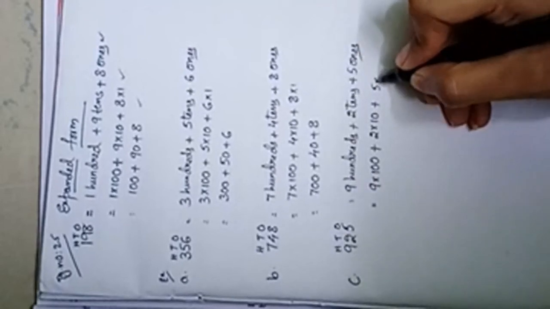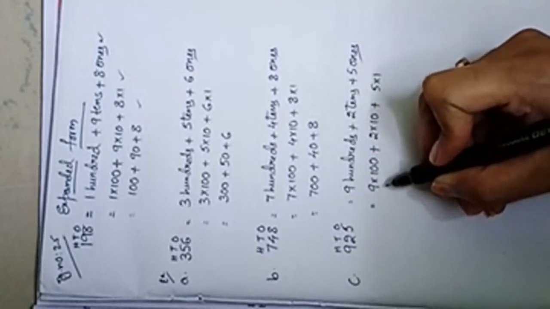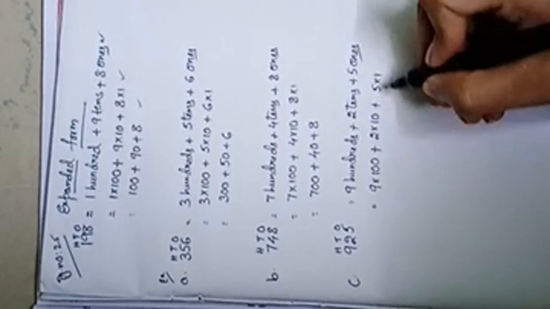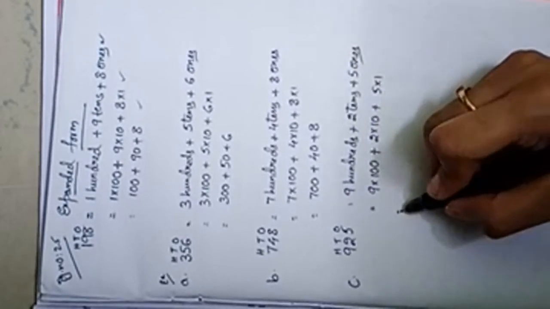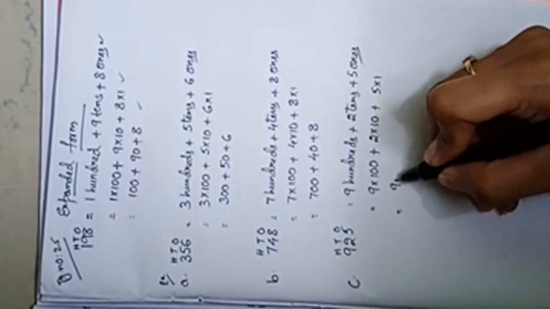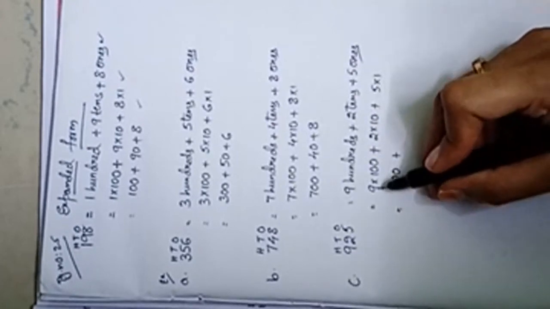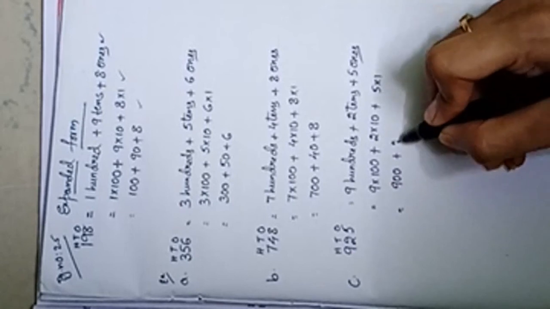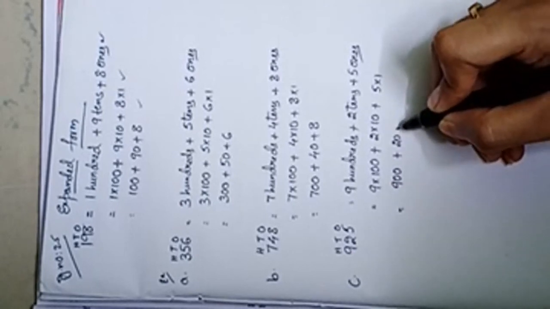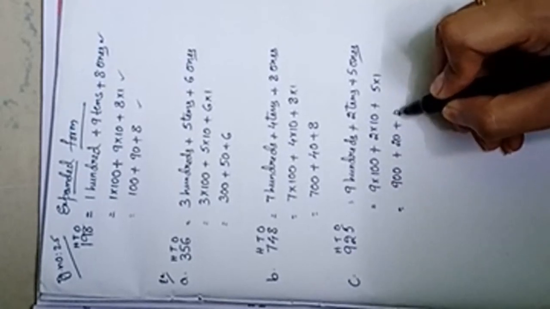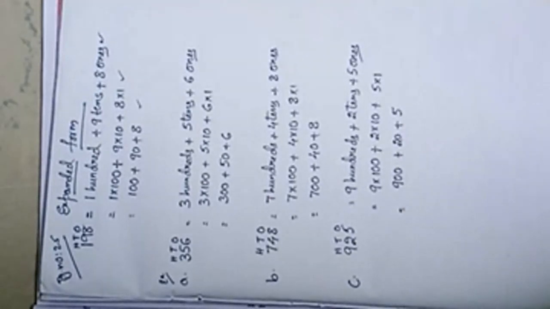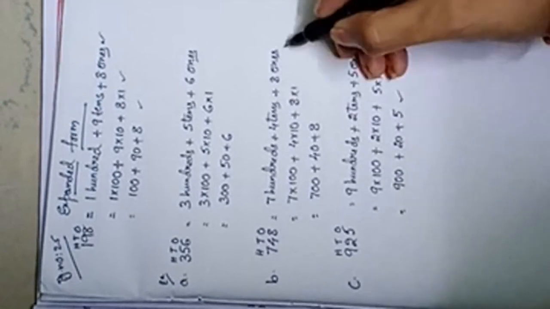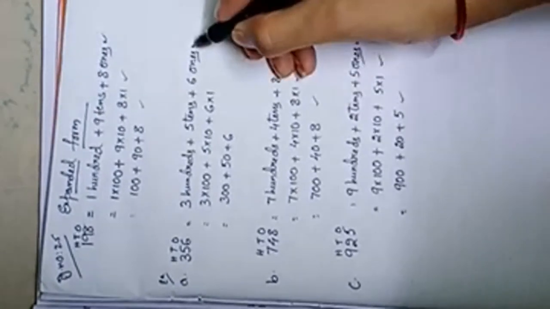5 into 1. 900 is nothing but 9 into 100. 2 tens is nothing but 2 into 10. 5 ones is nothing but 5 into 1. Now, when you multiply 9 by 100, you'll get 900. You know the 10 table? 2 tens are 20. 5 multiplied by 1 will get 5. So, these are the expanded forms of 3-digit numbers.